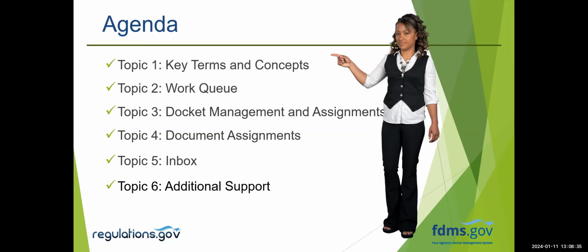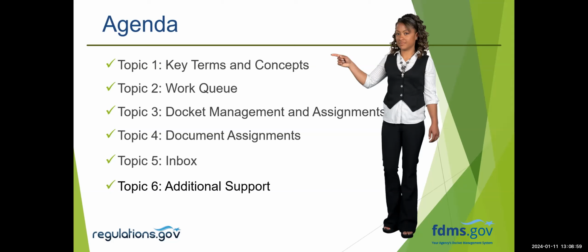Topic 2 will be the actual work queue. What's the work queue? How can we use it to make our experience in FDMS more efficient? Some of you may not have ever seen the work queue, since your agency doesn't have it turned on, but I do think that it's going to be worthwhile just to look at it and see how it can be helpful in organizing your workflow for your users within FDMS. Topics 3 and 4 kind of go hand in hand.